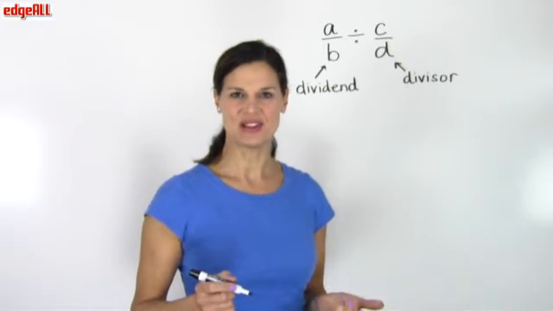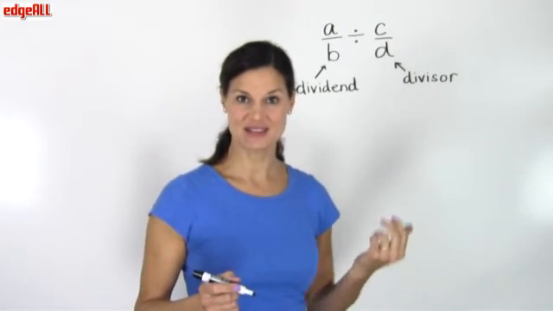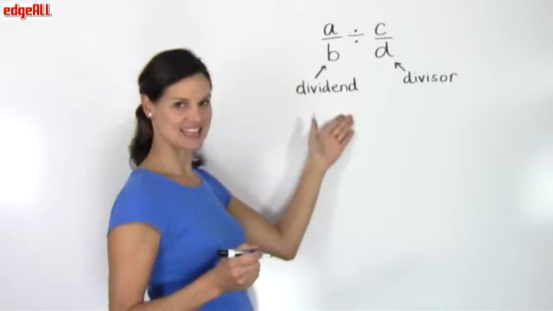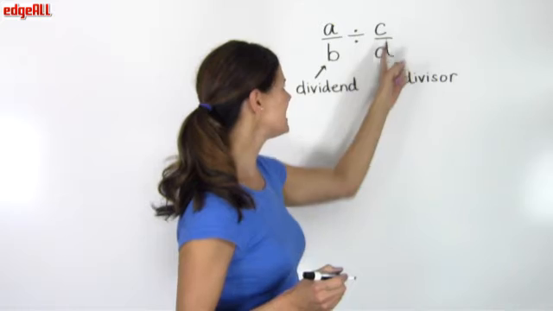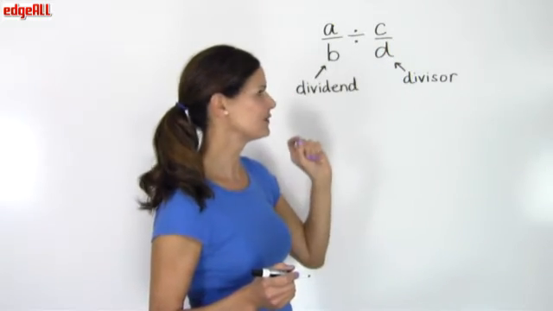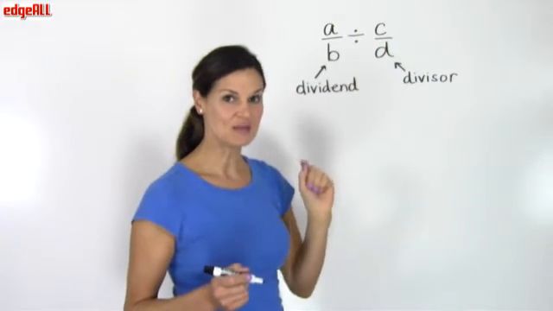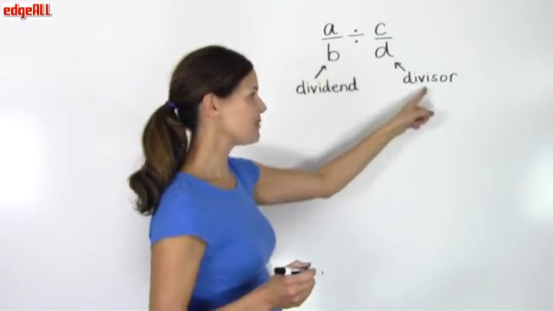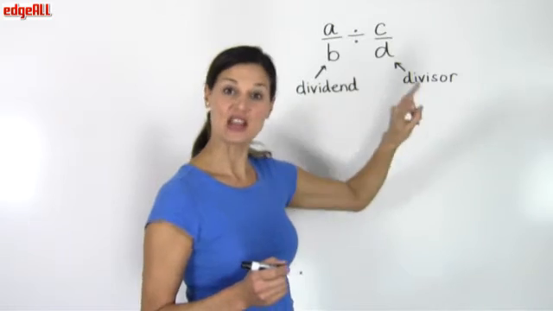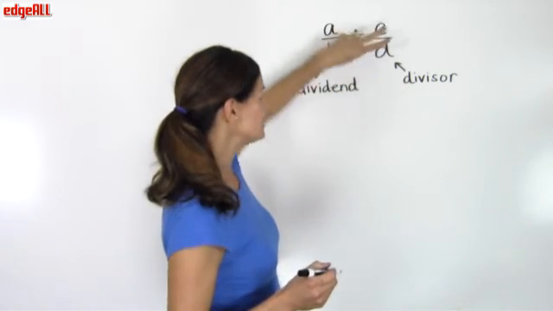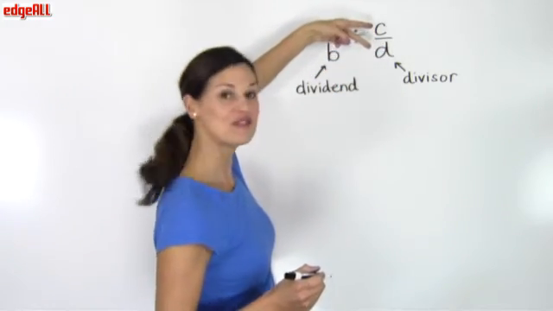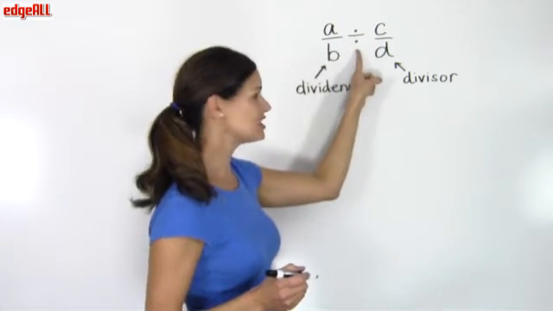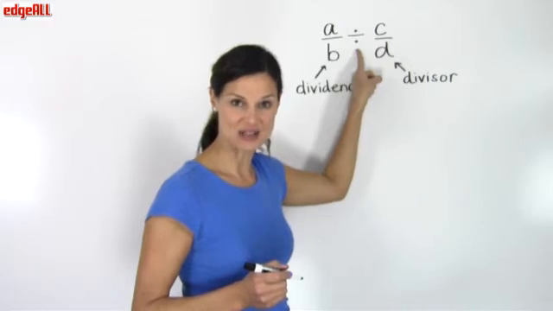Let's look at an example of dividing a fraction by a fraction. So here we have a over b, our dividend, divided by c over d, our divisor. So with the invert and multiply method, what you want to do is you take your divisor fraction, and you invert it. In other words, you take this second fraction and you flip it over. And then you change the operation of division to multiplication.